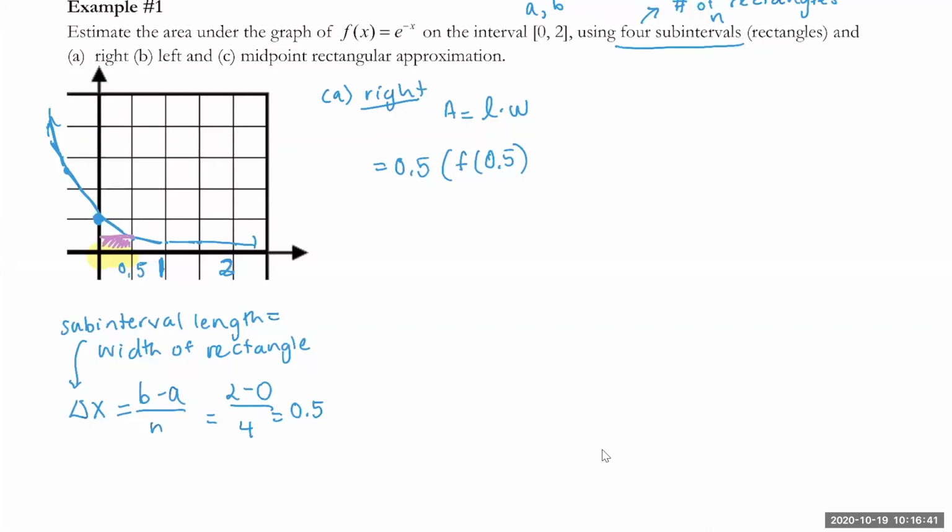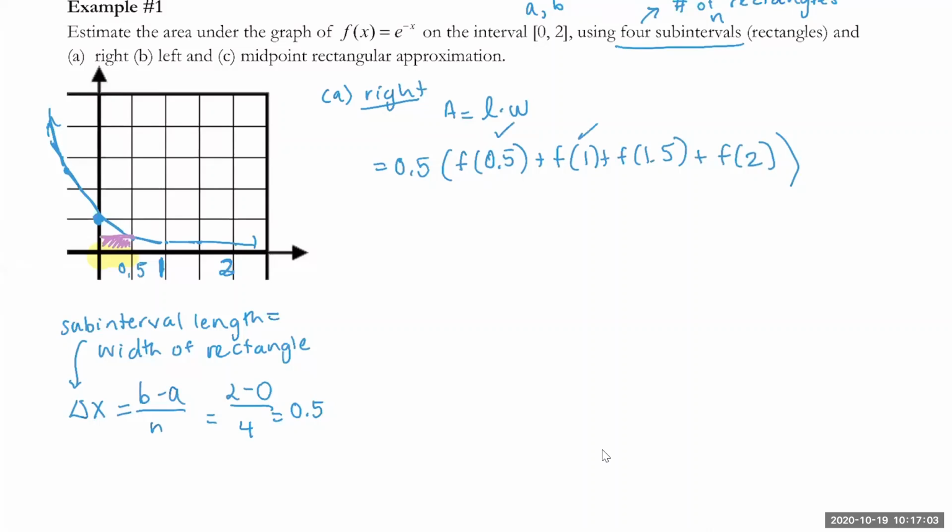Okay, and it's pretty simple after that. What you guys would do is then, well, each rectangle is a half a unit apart. So the next value would be f of 1. 0.5 plus 0.5 is 1. And then I keep going, f of 1.5, and then f of 2. Okay, one way to keep track of things is there's supposed to be 4 rectangles.